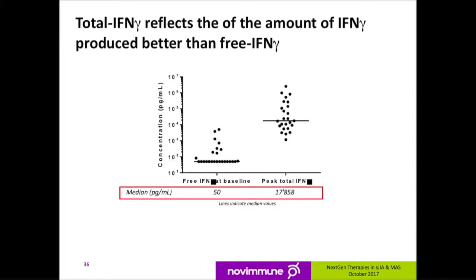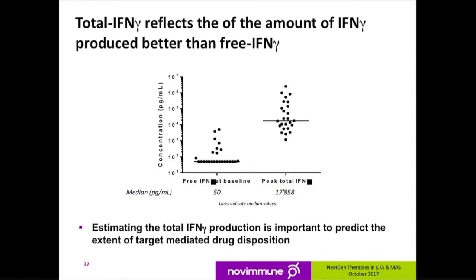Anyway, the other thing is that it is important to understand how important total gamma is, because you can predict the amount of target-mediated drug disposition. An antibody is cleared from the blood depending on the amount of target. The more antibodies bound, the faster the antibody is cleared. This is called target-mediated drug disposition. So you can easily envisage that if you have a high level of total gamma, your drug is going to be cleared faster, and you need more drug if you want to efficiently neutralize it in your patient.